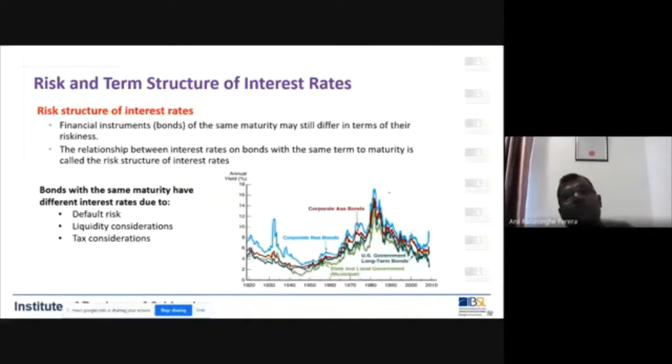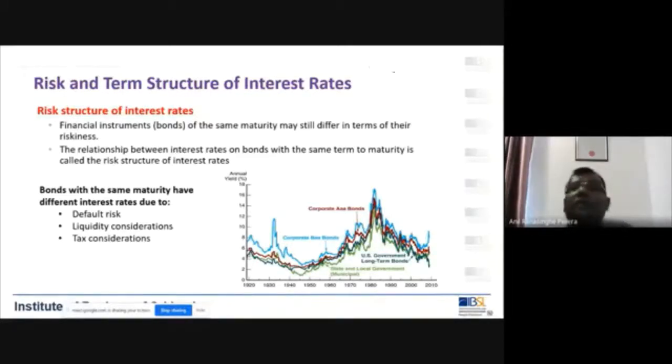So the risk structure suggests financial instruments with the same maturity can have different interest rates depending on the differences in their risk. Financial instruments in the same category, the same bucket, with the same maturity can have different interest rates due to risk.